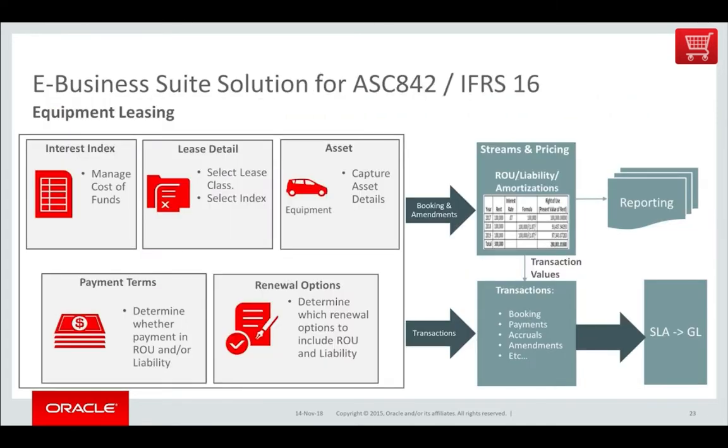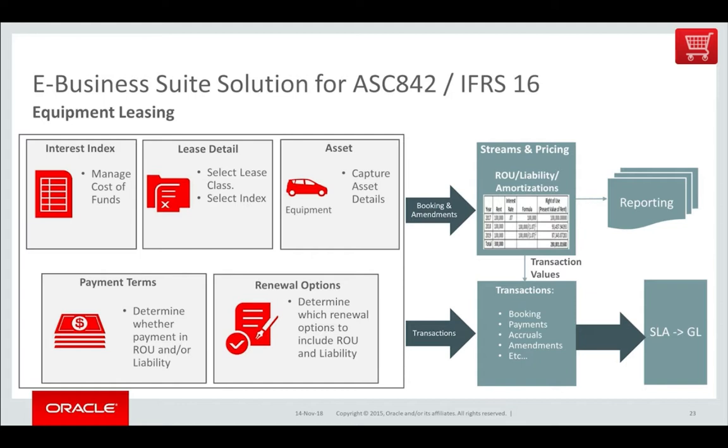So just a bit of a solution overview before I get to some of the screenshots. The first thing we've done is we captured an interest index. That's essentially your cost of funds, and that's the rate that you use to do the PV calculation. And you can capture multiple indexes within an operating unit. You may have multiple operating units, and each operating unit can have multiple interest indexes or costs of funds. You may have a short term or a long term.